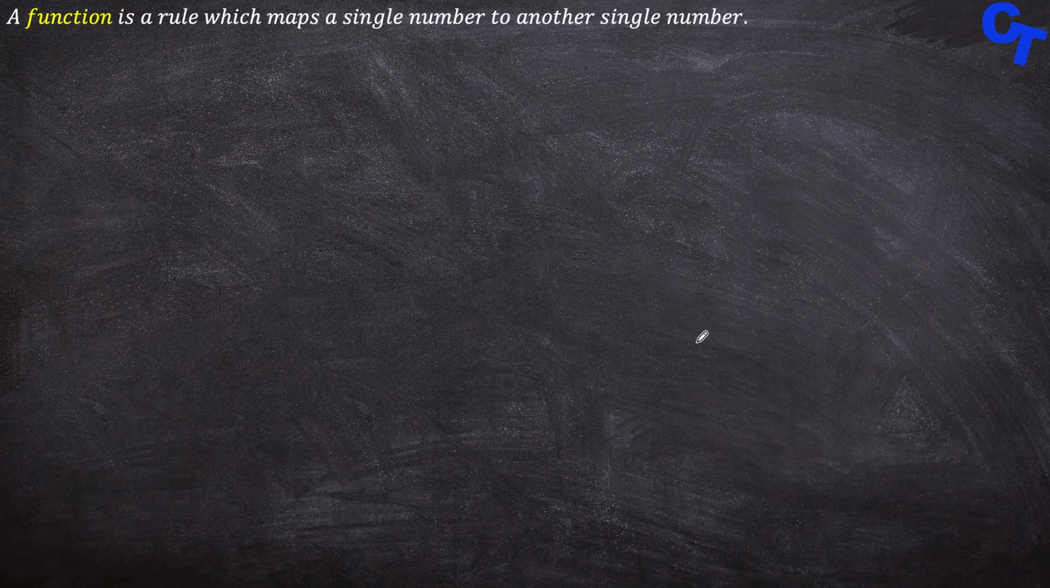So we have to keep this video simple so that you can understand. So what is a function? A function is a rule which maps a single number to another number. So I'm going to give you an example. We're going to illustrate this using some sets.